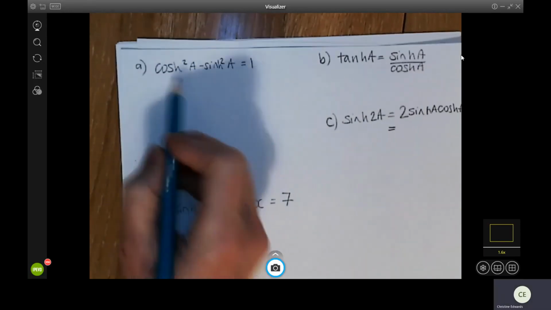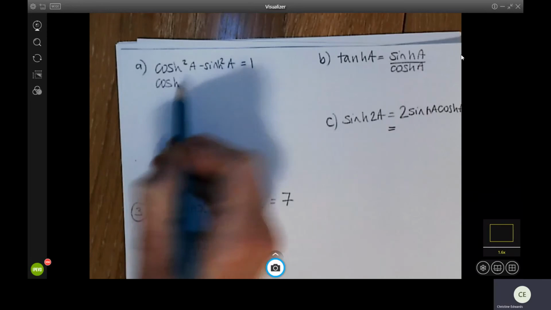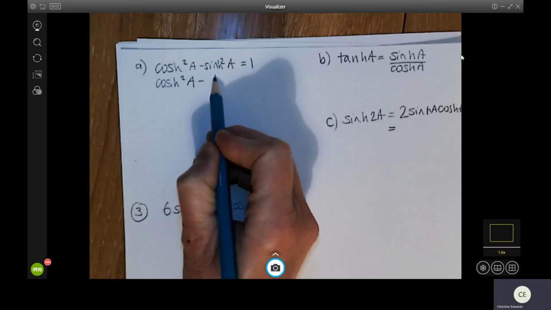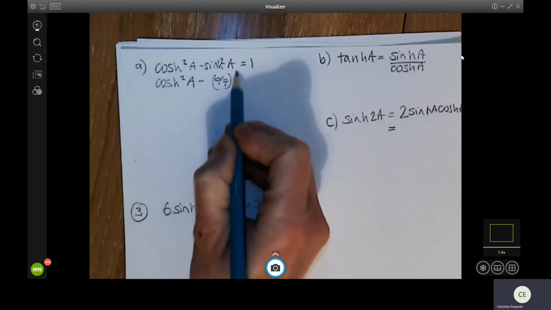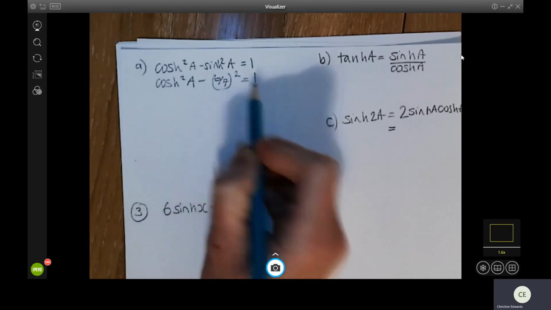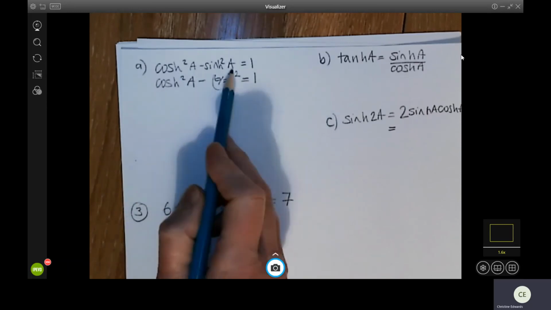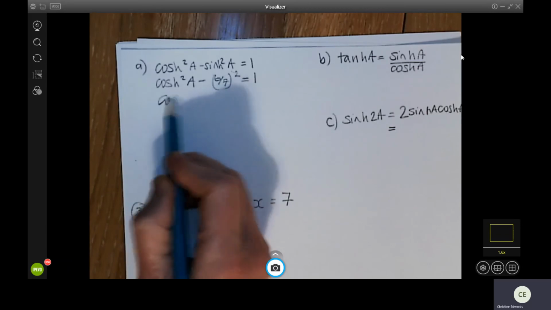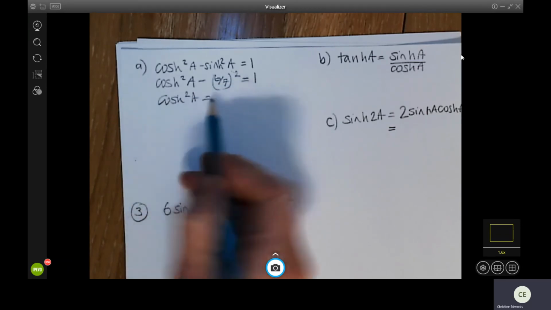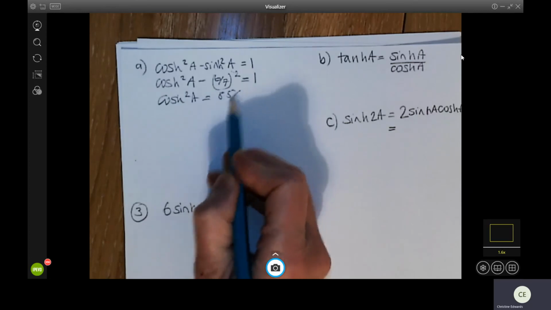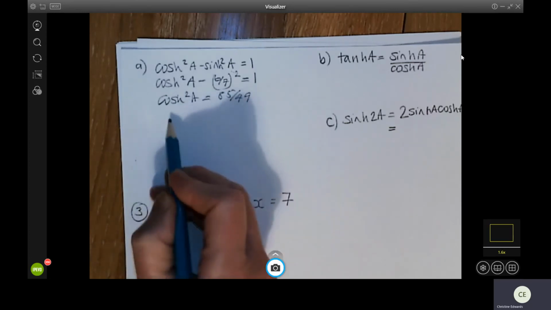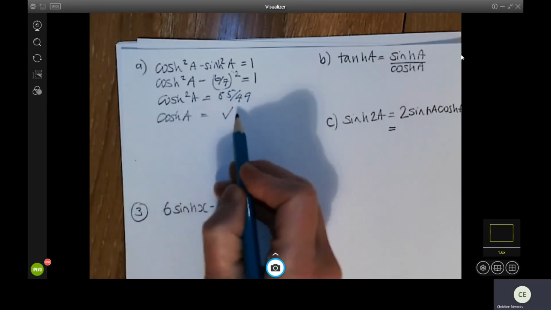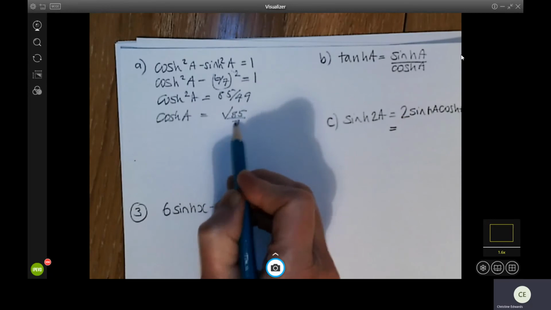So, asked to find cosh of a. So cosh squared of a, minus 6 over 7 squared, will equal 1 using the identity. This one is given to you in the formula book, so I can use it directly. That means that cosh squared of a, with some rearranging and simplifying, is 85 over 49, and therefore cosh a is the square root of 85 over 7.